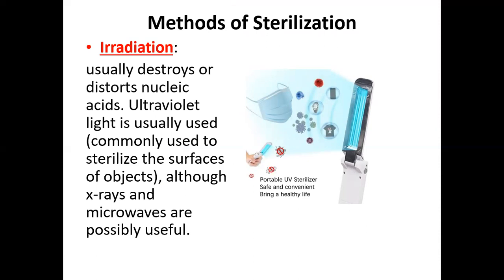Next, we just talked about sterilization by heat. And so the next method is sterilization by irradiation. Irradiation usually destroys or damages nucleic acid. Ultraviolet light is commonly used to sterilize the surface of objects. Also, X-rays and microwaves are possibly useful. And maybe you have seen in some hospitals they use ultraviolet light to sterilize objects, and of course they sterilize the air this way.